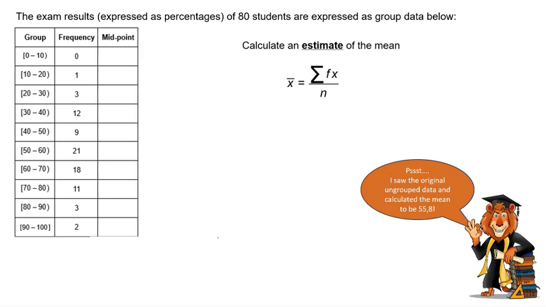between 10 and 20, we don't know whether they got 11 or 19. The safest thing to do is to give them the midpoint of that interval. So what we're going to do now is we're going to put in the midpoints. So for example, that one person, we would assume that they got a mark of 15.